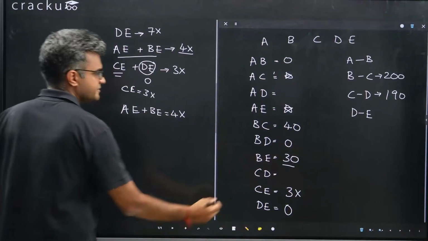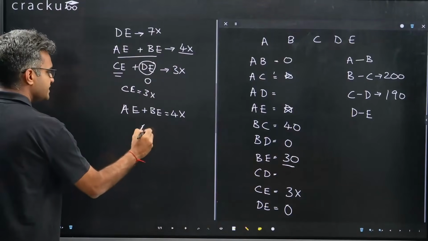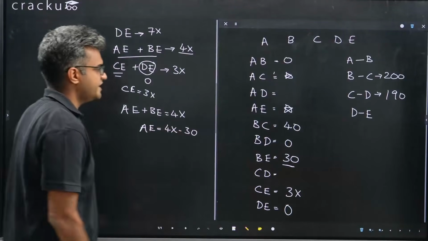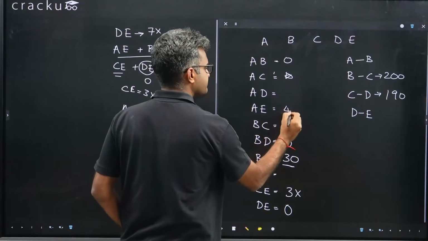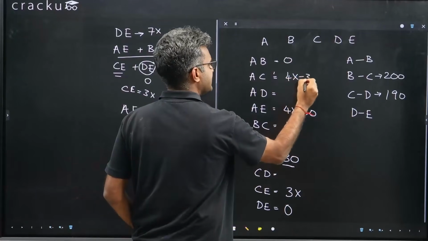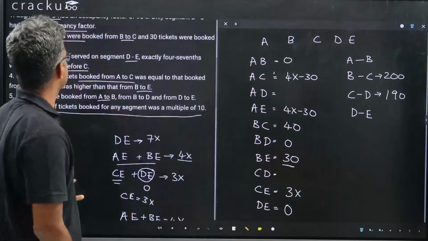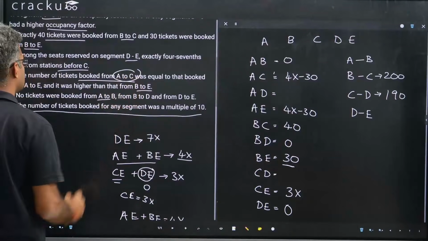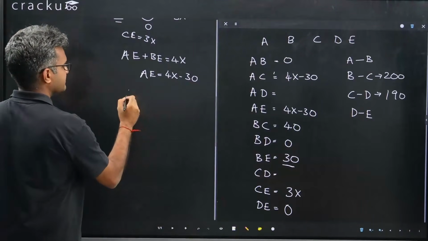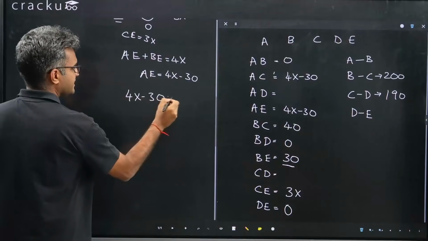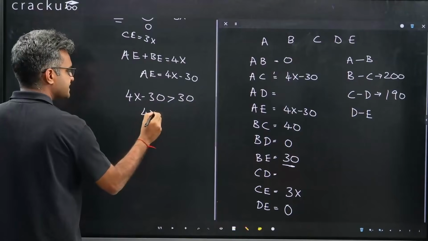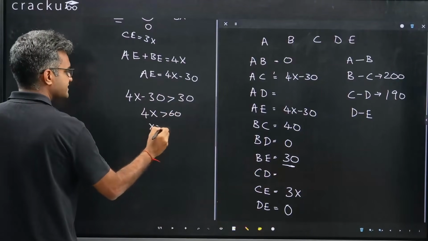But we know the value of BE. BE is equal to 30. So AE will be equal to 4x minus 30. This also has to equal 4x minus 30 because AC is equal to AE, and this is greater than BE. So 4x minus 30, which is AC and AE, is greater than BE, which is again equal to 30. Or 4x is greater than 60. So the value of x is greater than 15.